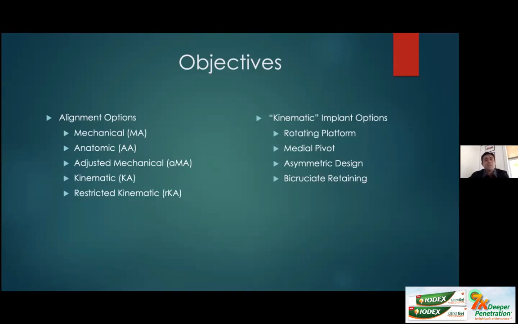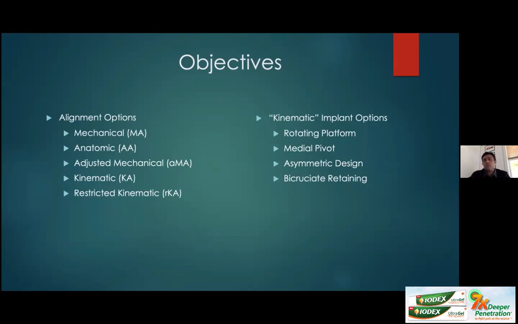Along with that, there has been this introduction of new implants, which are so-called kinematic implants because they are designed to restore the native kinematics of a knee. So some examples that I will be discussing today are rotating platform designs, medial pivot designs, an asymmetric design, and finally, a design which retains both the cruciate ligaments, the ACL and the PCL. So it's a bicruciate retaining design.